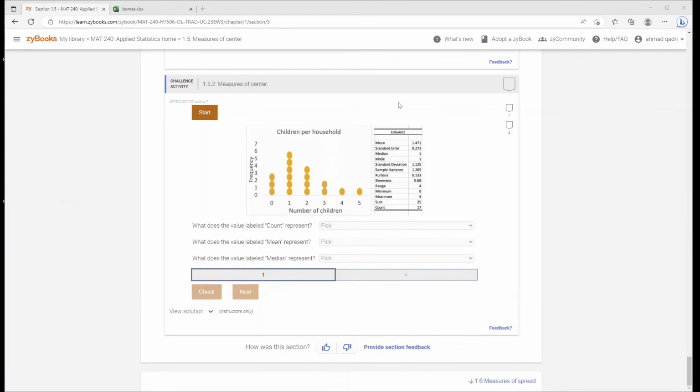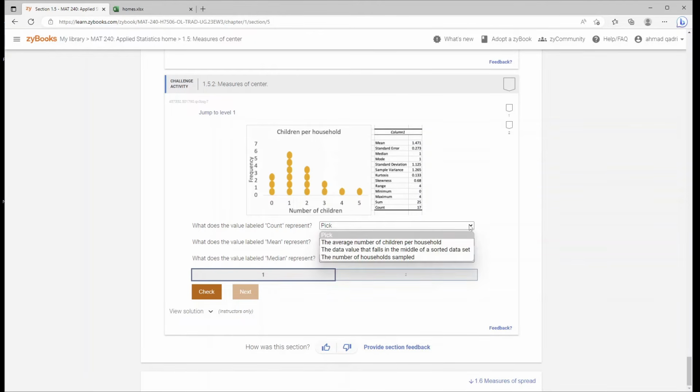This is challenge activity 1.5.2, and this is about measures of center. And the first question is, what does the value labeled count represent? So if you look at this table here, there's a value called count, and it's equal to 17. And so if I click this drop down, there are 3 options. And the correct response here is that it represents the number of households that are sampled. So clearly count is not the average number of children per household or the data value that falls in the middle of a sorted data set. So this is the correct response.